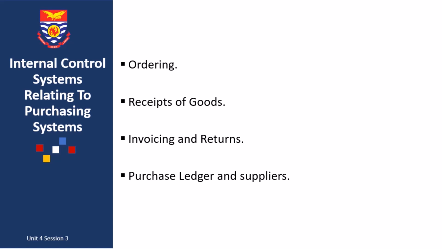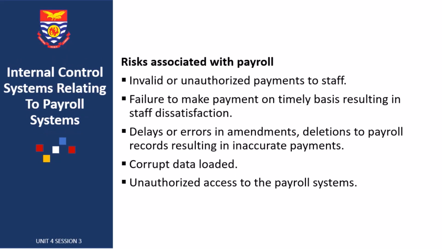When we are talking about the internal control relating to purchasing system, this is the procedure it has to follow: ordering of the goods, receipt of the goods, then invoicing and returns, then we have the purchase ledger and suppliers. Now, let's look at the internal control system relating to payroll systems. Payroll simply covers employment records, the attendance, the payroll functions, and then the salary analysis. That is what the payroll system deals with.